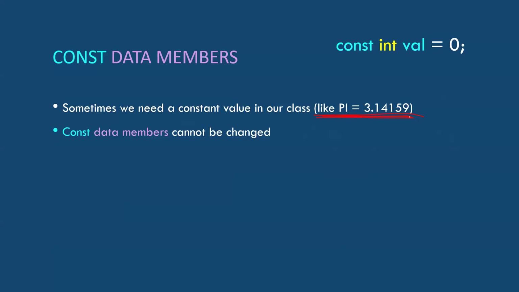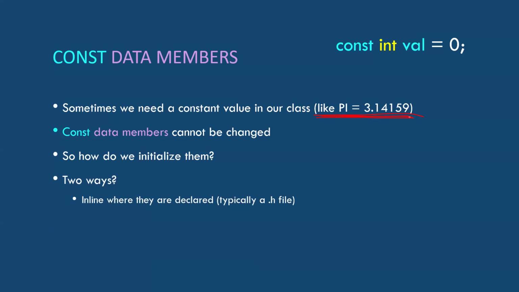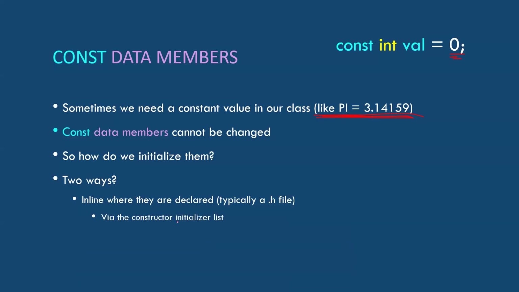So it needs its own data member for pi. We want to have a constant data member. How do we initialize that data member to const? If it's const, when is the right time to change its value? There are actually two ways. We could do it inline like this, inside of our class, or we could do it via the constructor initializer list.